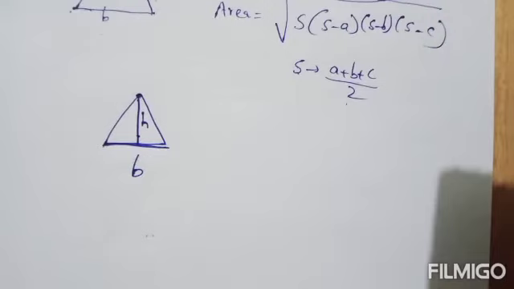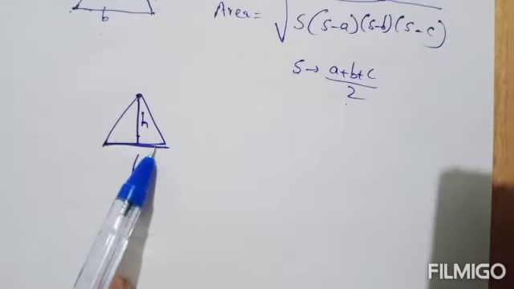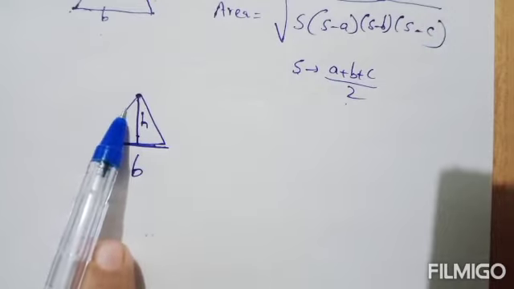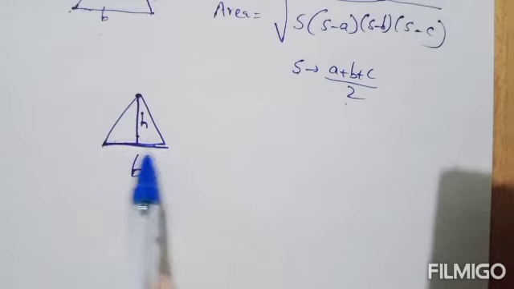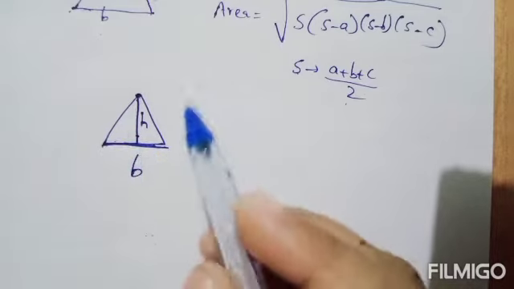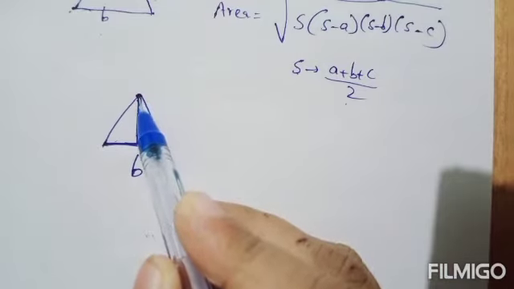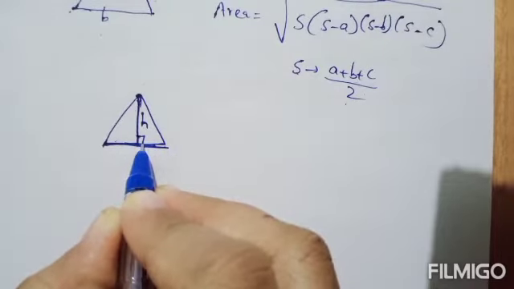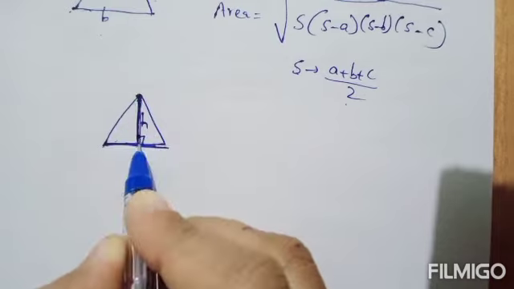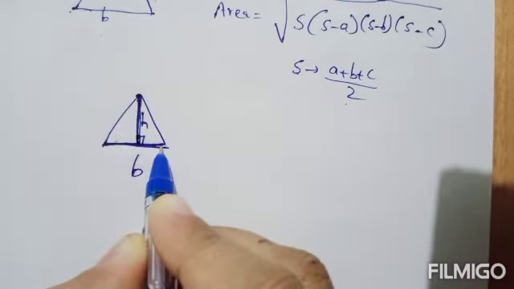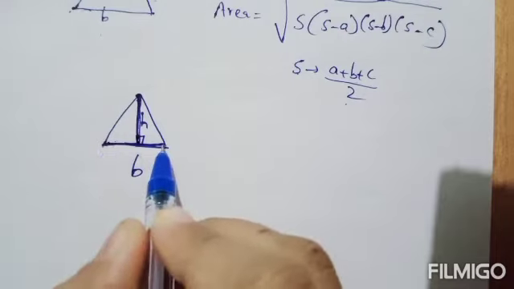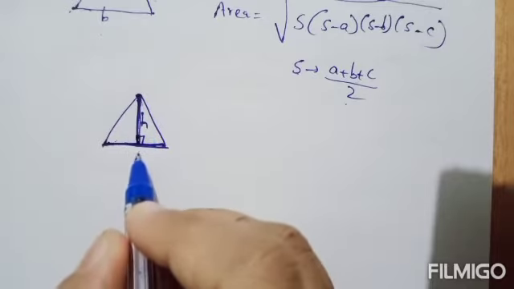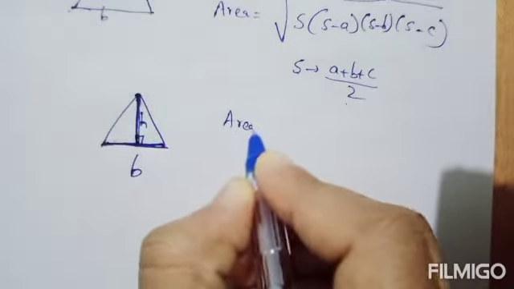Next, if one side, that is the base, and the corresponding height, meaning the altitude of the triangle, is given. The length of one side, and the corresponding height means from the opposite vertex we draw a perpendicular to that base. Height will always be perpendicular. This is the height and it is perpendicular to the base. So when one side, that is the base, and the corresponding height is given, how can you find the area of the triangle?